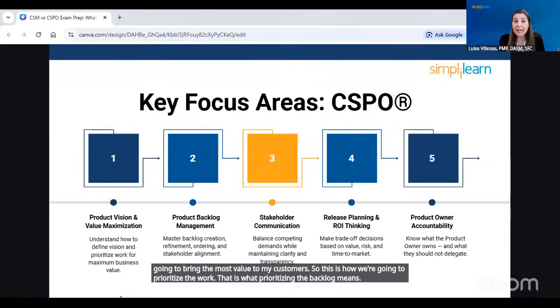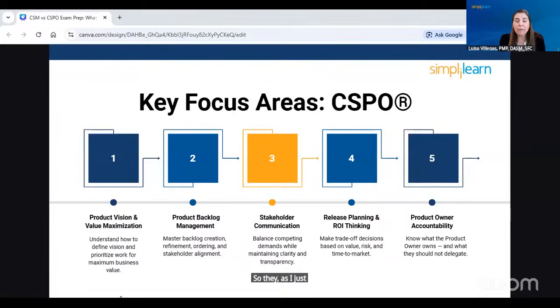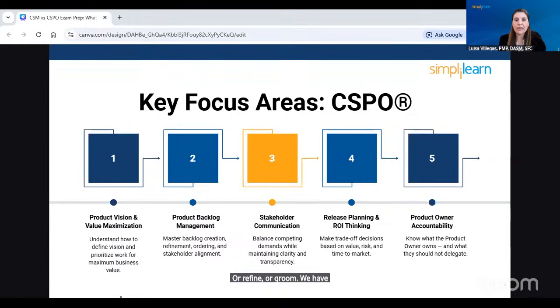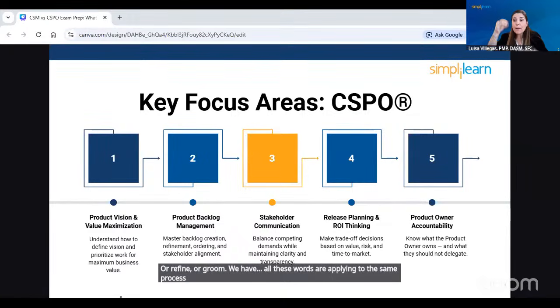That is what prioritizing the backlog means. So as I just mentioned, they own that backlog. They are the ones that, working with the stakeholders and the team, are going to be adding or taking out items to the backlog, and they are the ones that are going to prioritize or refine or groom. All these words apply to the same process, which is moving up or down in prioritization the list of tasks or the list of work that we have ahead of us.